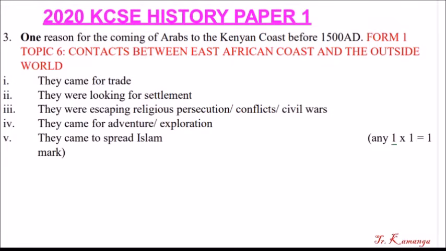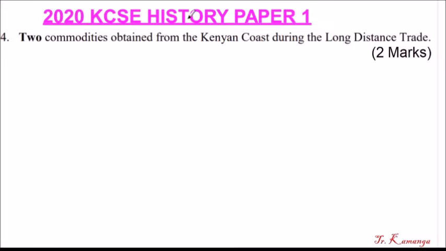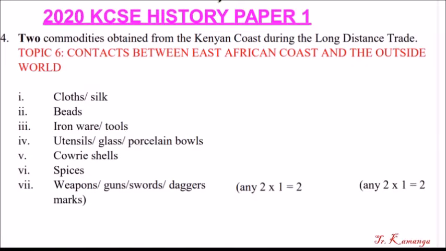Let's go to question number 4. 2 commodities obtained from the Kenya coast during the long distance trade. You get 2 marks. So which are these 2 commodities? Let's find out. 2 commodities obtained from the Kenyan coast during the long distance trade. This topic is from contact between East African coast and the outside world.